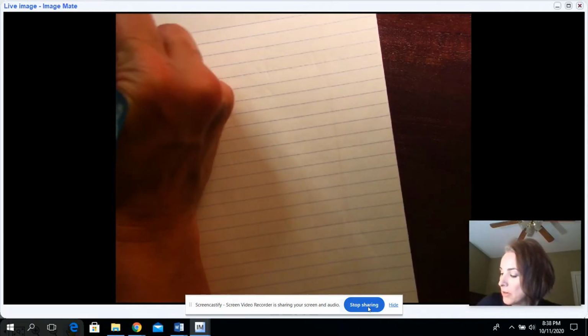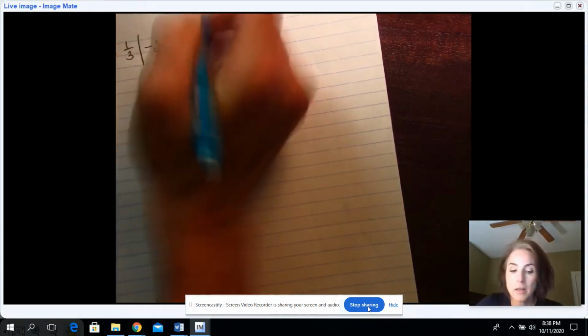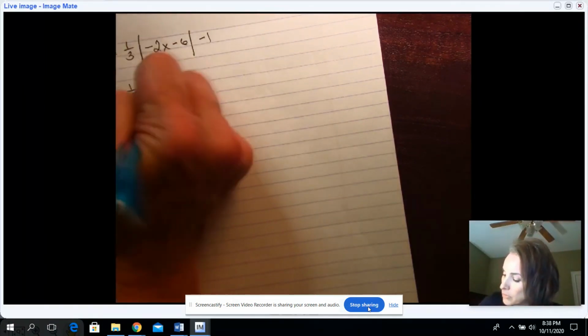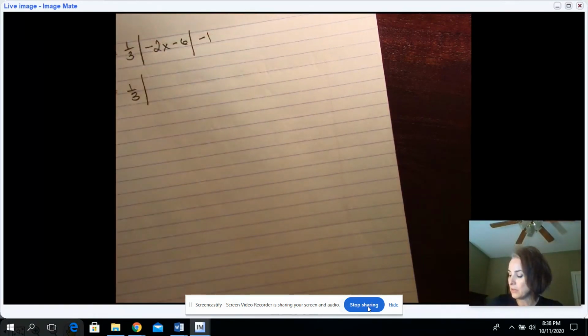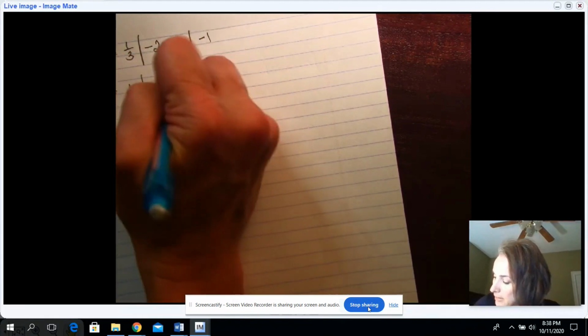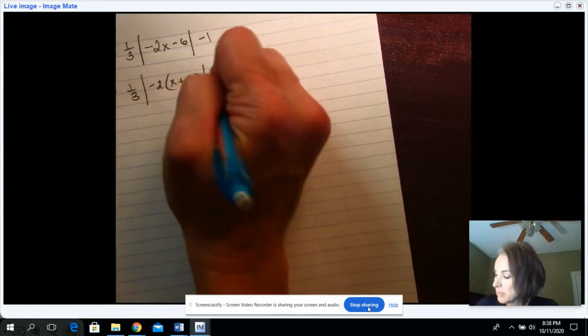So one more like that. We're almost done. So if we have y equals 1/3 times the absolute value of -2x minus 6 minus 1. So the first thing we have to do is put it in transformation form. So I got to factor out that -2. So take out that -2 and you have an x plus 3. -6 divided by -2 is a plus 3 minus 1.